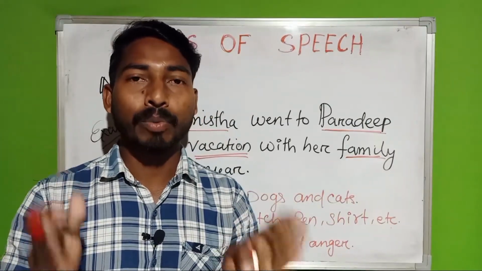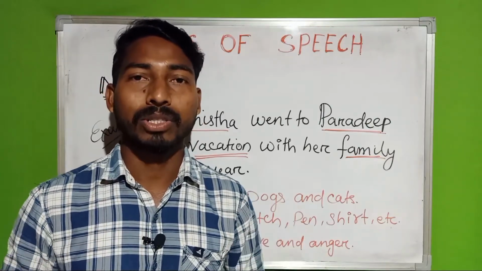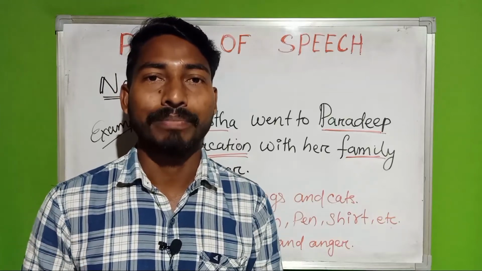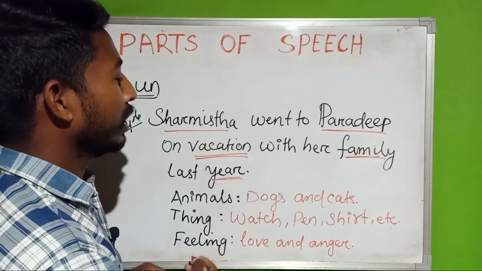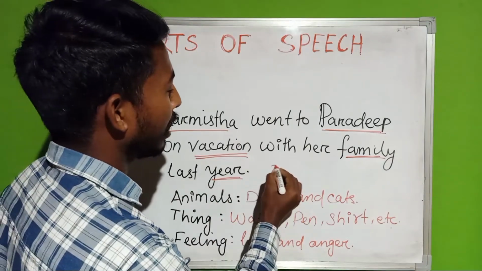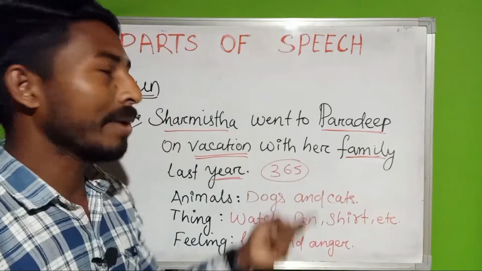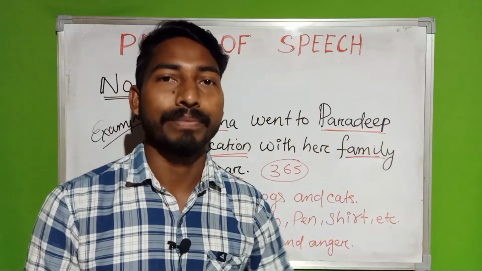A family is a group of people who are related, like fathers, mothers, brothers, sisters, sons, daughters, etc. Okay, and at last we have one more, that is year. A year consists of 365 days, or the time that it takes for the earth to revolve around the sun.